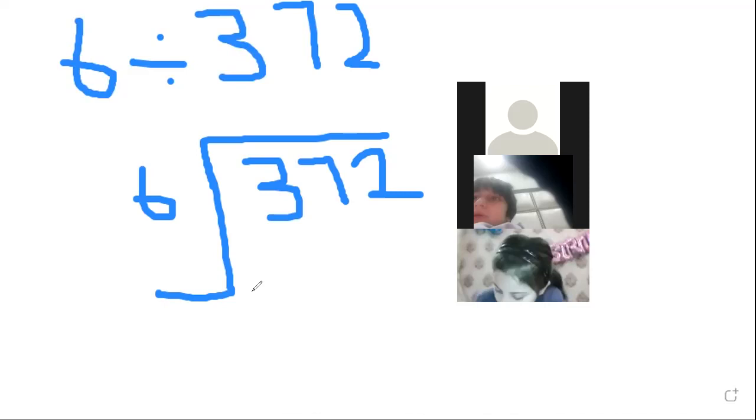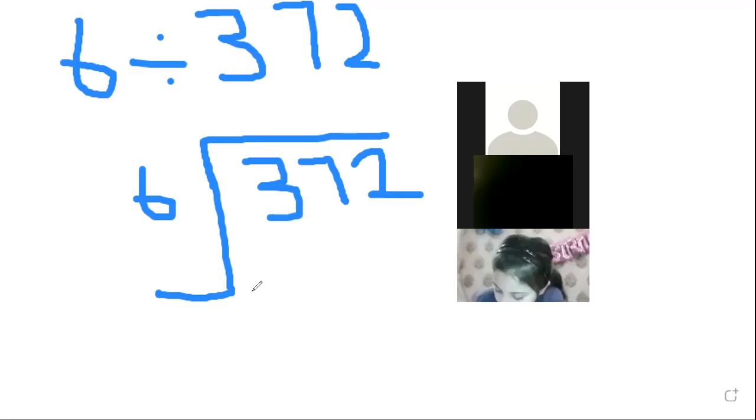42. So now look, 6 6s are 36 and 6 7s are 42. But there is no 37 in the table of 6. Understand? 6 6s are 36 and 6 7s are 42. But is 37 there anywhere in them? Yes? No? Because 6 6s are 36 and 6 7s are 42.